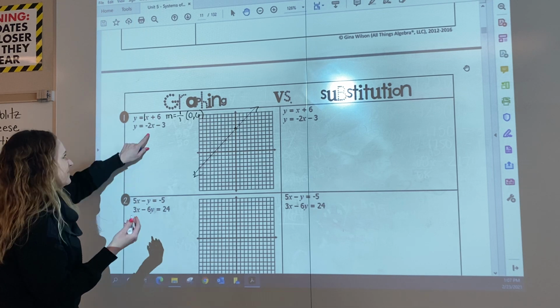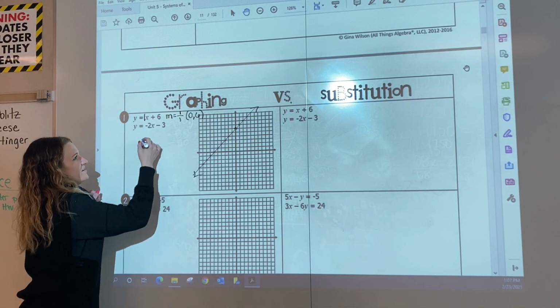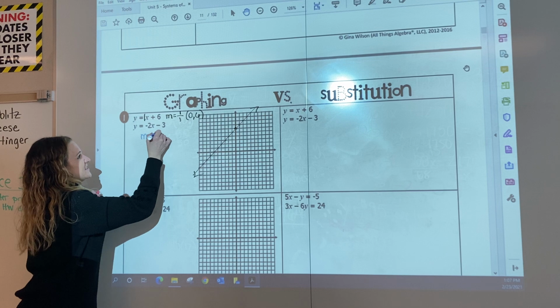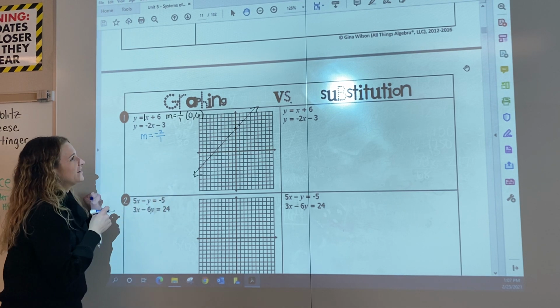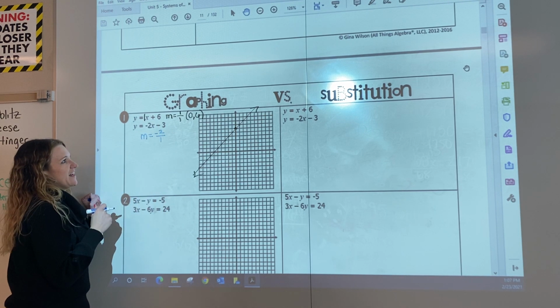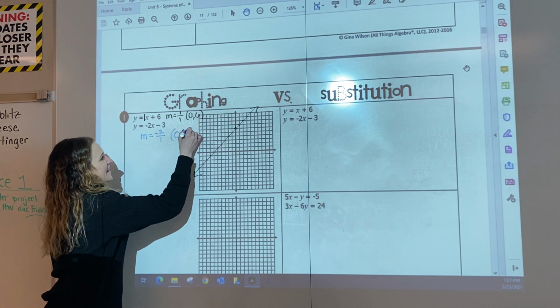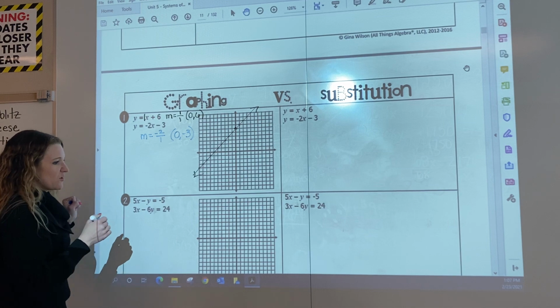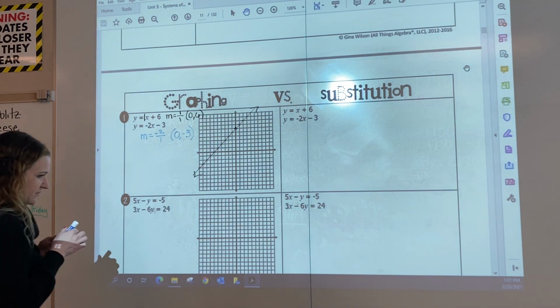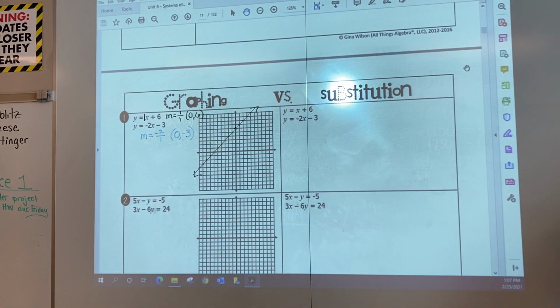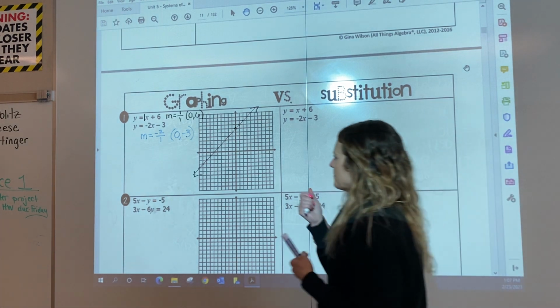So for our second line, again, our slope is right there next to the x, and our slope in this case is going to be negative 2 over 1. Our y-intercept is that last number, that constant, and we're going to write that as an ordered pair 0, negative 3. So let's go ahead and graph that next. Let me see if I can find a little bit of a darker blue. I know it's kind of hard to see.